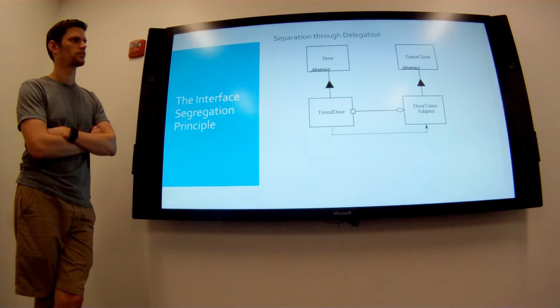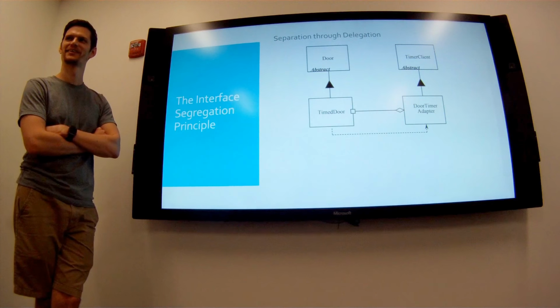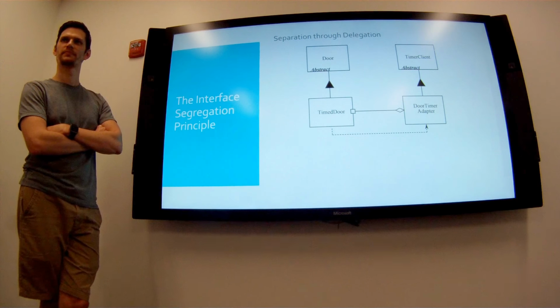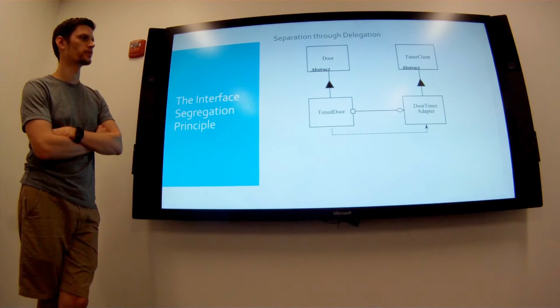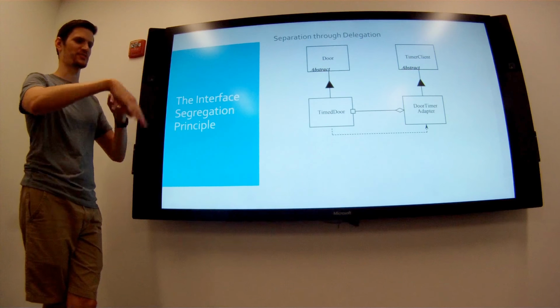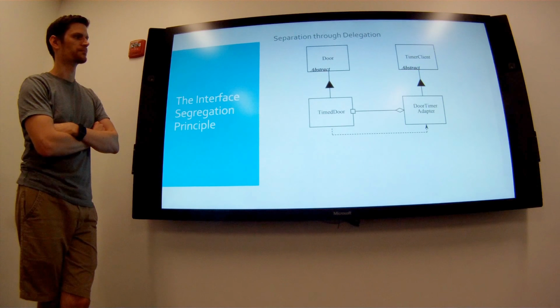Couldn't you do multiple inheritance, where a timed door is a door but has a timer client? We can certainly do that on another slide. But in terms of this, I like to do it through delegation. Maybe that's a bad thing, but I like it. No, there's nothing wrong with it. We'll get to it. I don't like to talk too much ahead of where we're at.